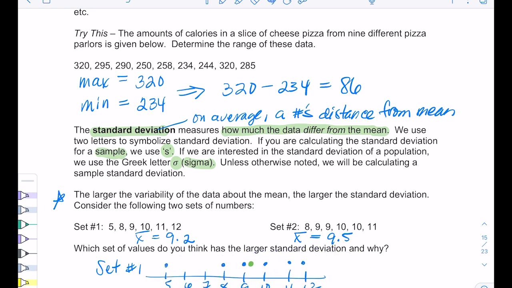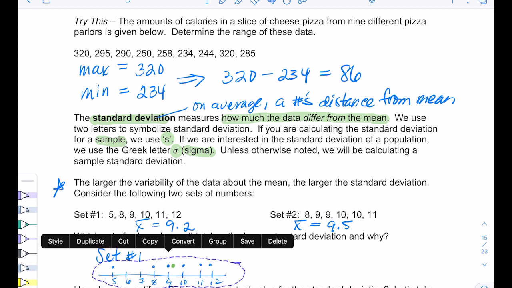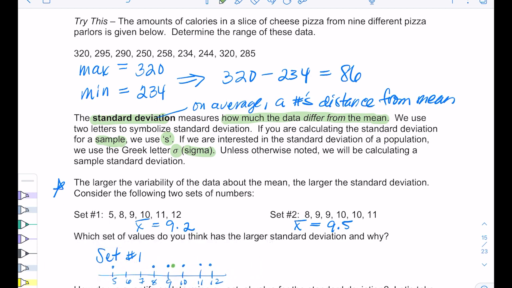Okay, I'm going to slide this down and I'm going to show you what set number 2 looks like now. So here's set number 1. Okay, let's take a look at set number 2. If I do the same thing, it goes from 8 to 11.